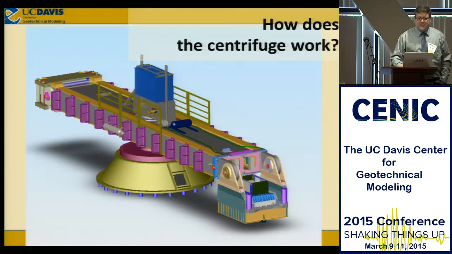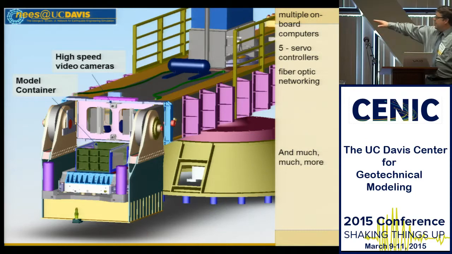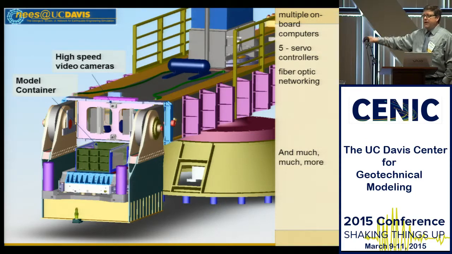Why do we put things on a centrifuge? That seems crazy. It's complicated. It's a big machine. So how does the centrifuge work? Well, the centrifuge is this 9-meter radius machine. Like I showed you, there's a whole bunch of computers on board. There's a shaking table out here on the end of the platform. There's massive servo controllers. We have fiber optic gigabit Ethernet directly onto the centrifuge. Any network device that's on that bucket there is actually connected straight to the campus edge router over gigabit Ethernet.